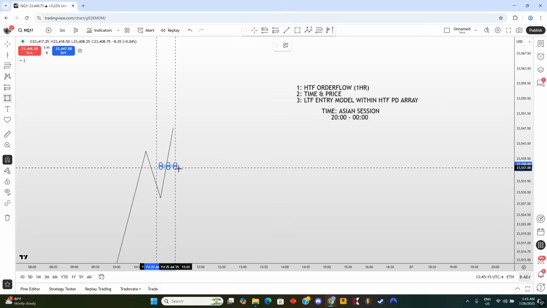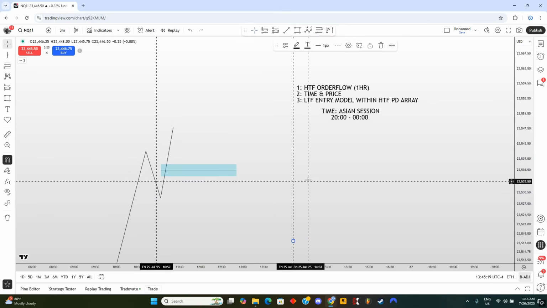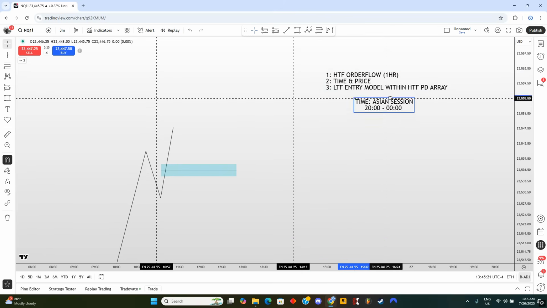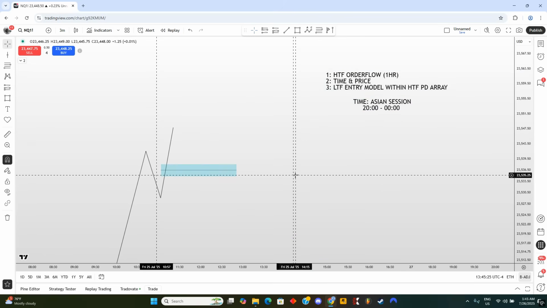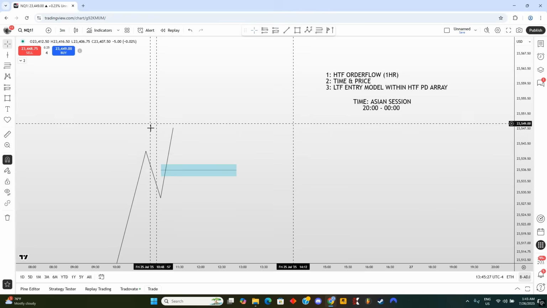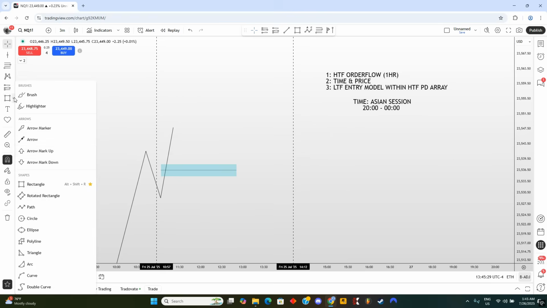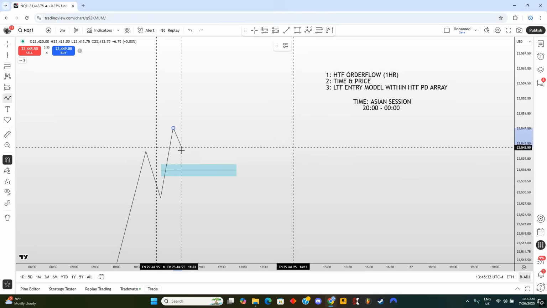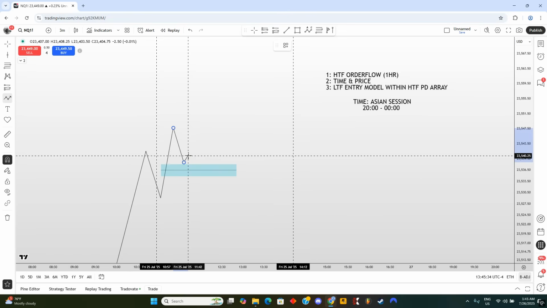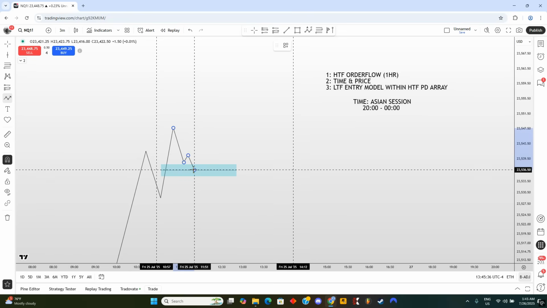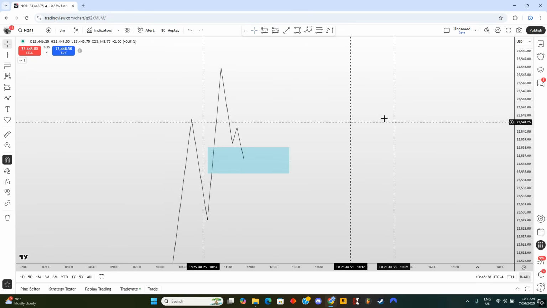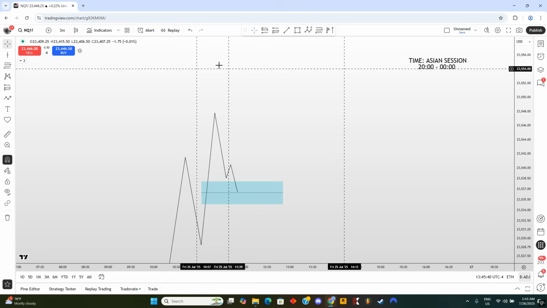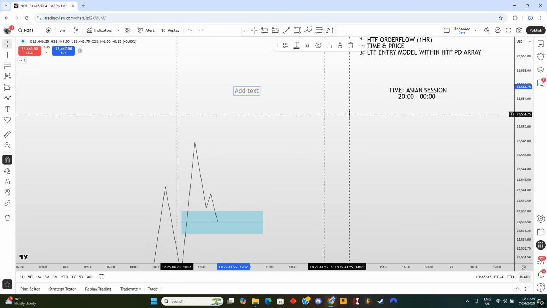Now, let's say that there is a fair value gap over here. And let's say that the midnight open is here, and we have price around here at the moment. What we want to do is, first of all, wait for price to come near the PD array. And once it taps into the PD array, what you want to do is drop down to the 5-minute time frame.